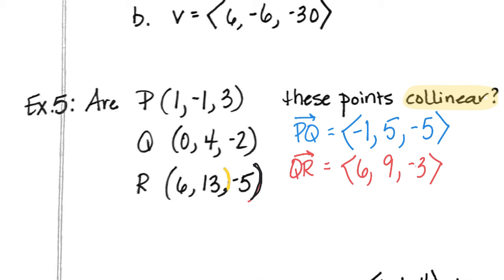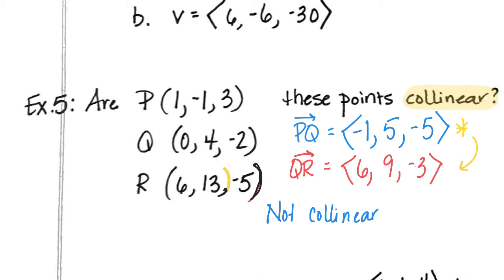Now, if I look at PQ and QR, they're not parallel. There's nothing that I can multiply this one by to get to this, or vice versa. So we know that these points are not collinear.